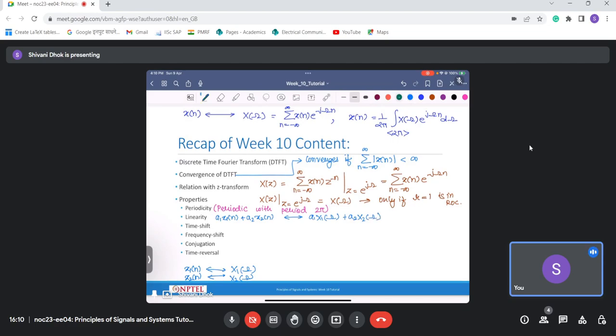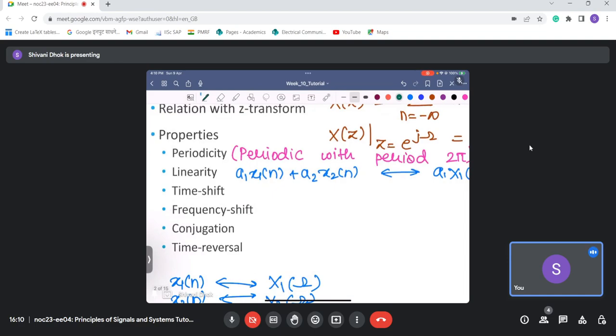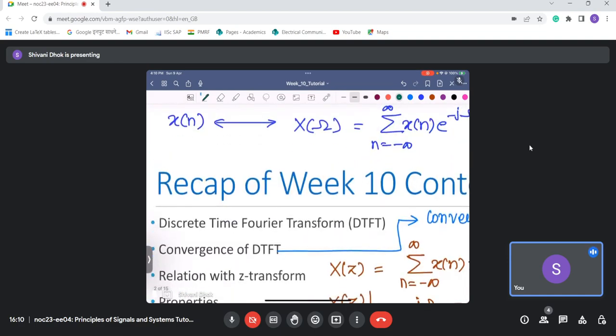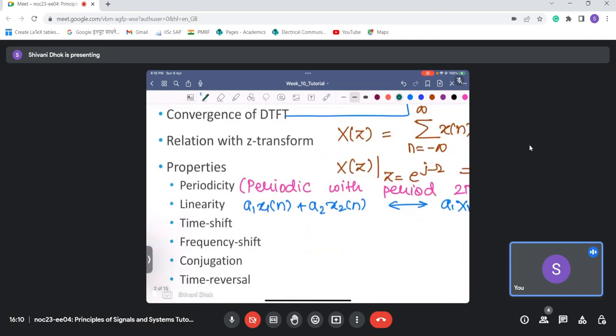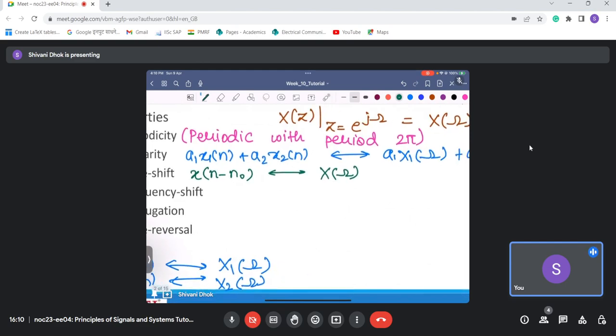The next property that was discussed was the time shift property. It says that if x[n] has Fourier transform X(omega), then the Fourier transform of x[n minus n0] is given as X(omega) multiplied by an additional phase factor, e^(-j omega n0).